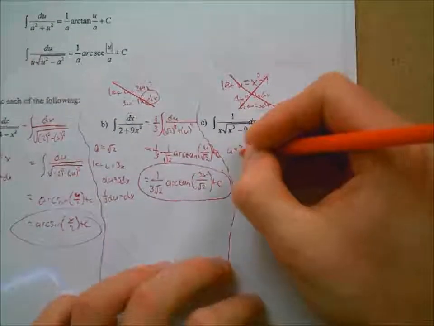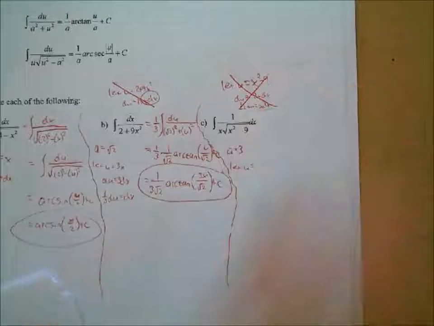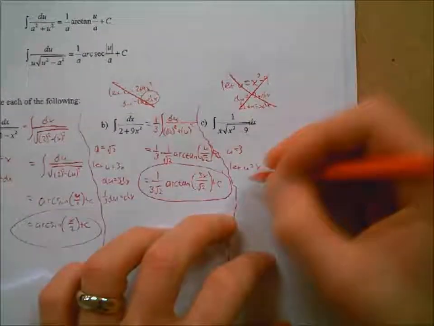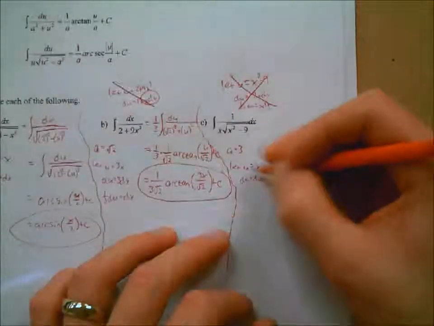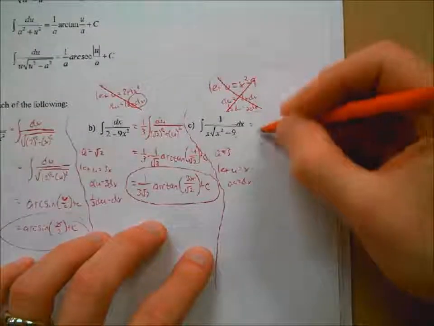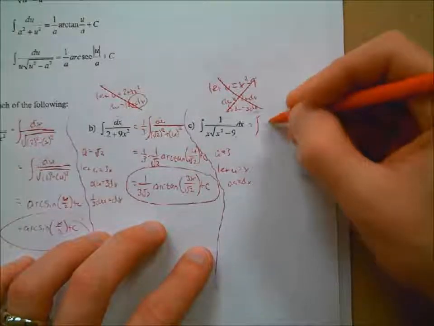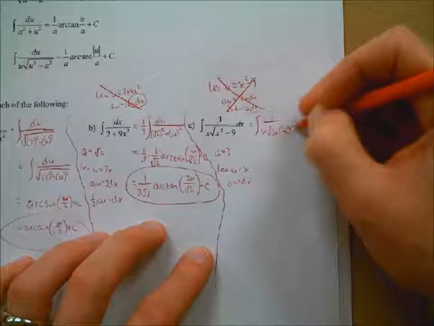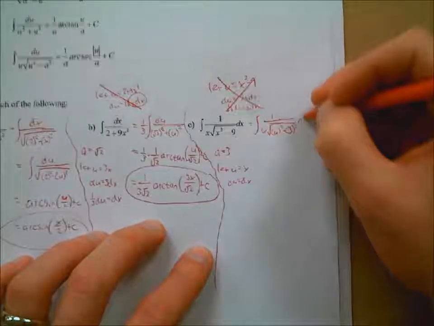Okay, and we're going to let u equal, what will our u be in this case? Just x, right? So du equals dx. No fancy footwork we need to do there. It's just a nice, easy substitution. So the integral of 1 over u square root of u squared minus 3 squared du.